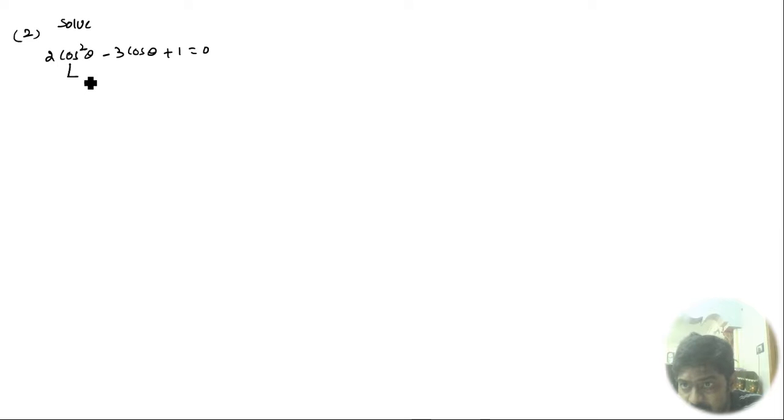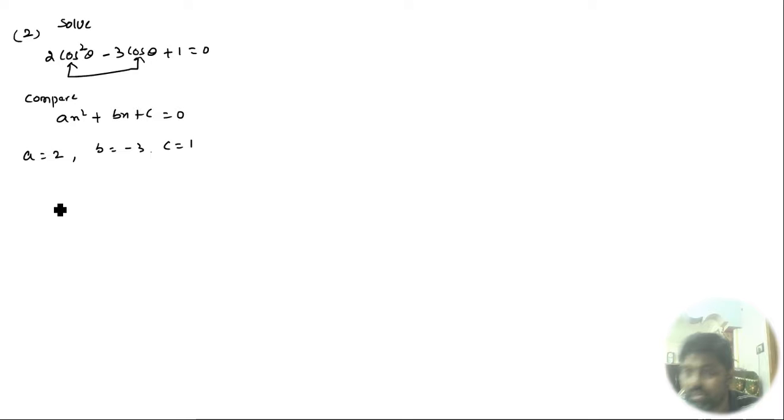So first, we need to observe this. Here the two must be the same. Compare with a x square plus b x plus c equal to 0: a equal to 2, b equal to minus 3 and c equal to 1. We need to find the roots using factorization method.